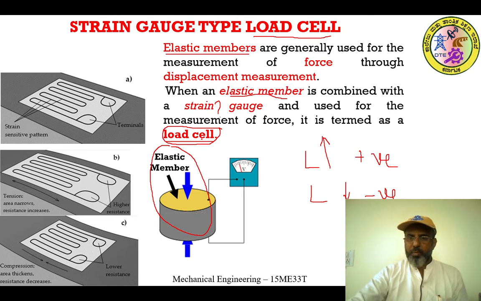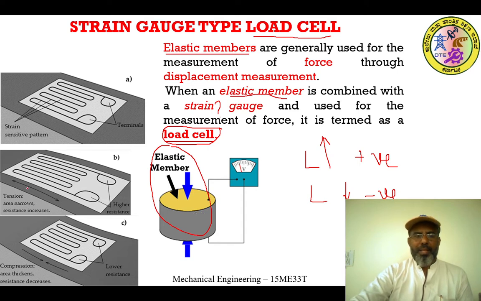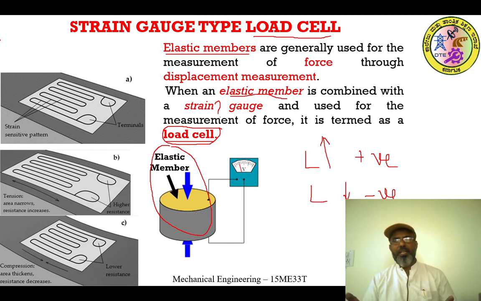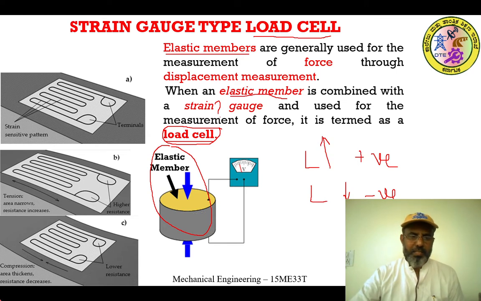The second thing you should remember: when the length increases, the output voltage also increases, that is, in the positive. When the length decreases, the output voltage is negative. According to the relation R is equal to rho L by A, since resistance is directly proportional to the length, if the length increases, resistance increases. If the length decreases, the resistance decreases.